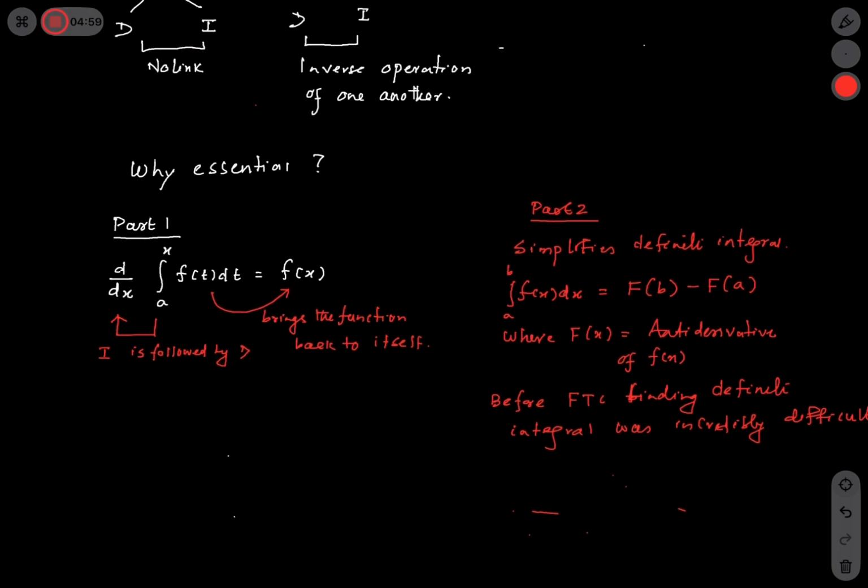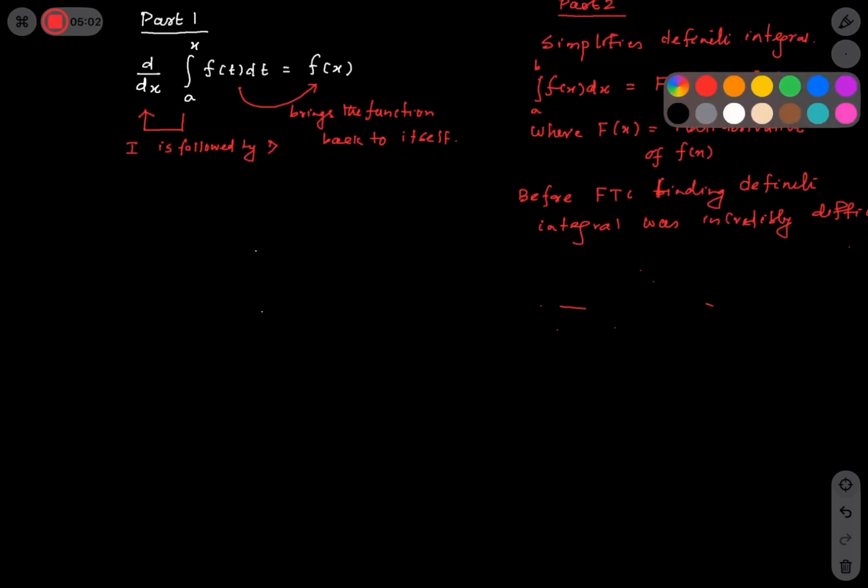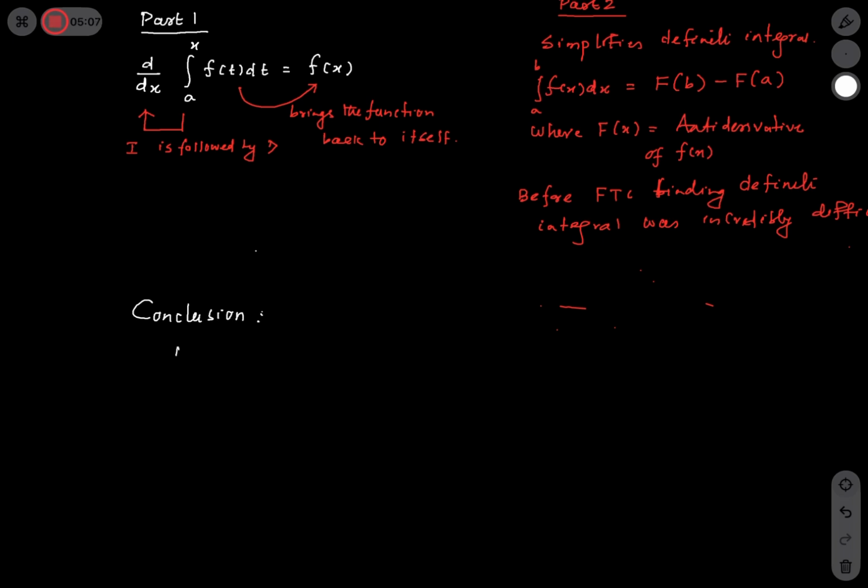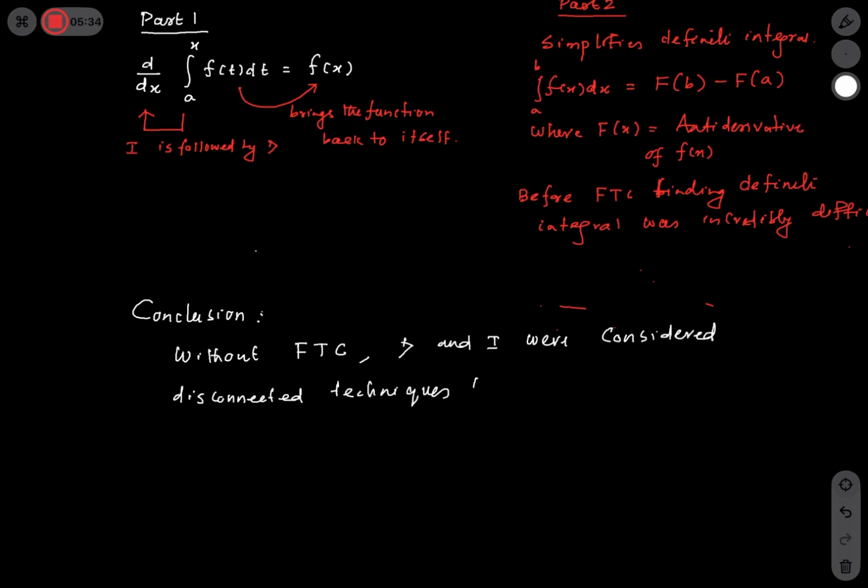So now what conclusion can you derive out of it? Without FTC, D and I, differentiation and integration, were considered disconnected techniques. But with FTC, it became unified.